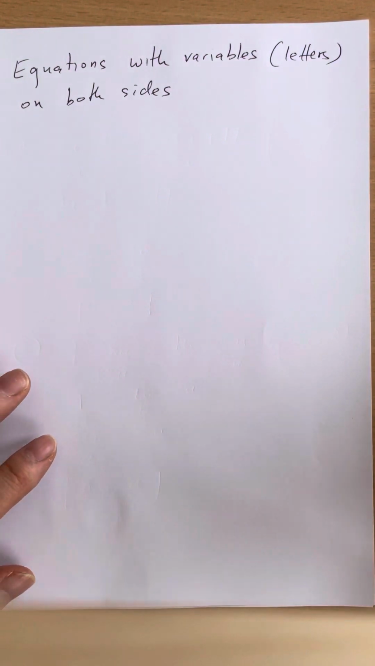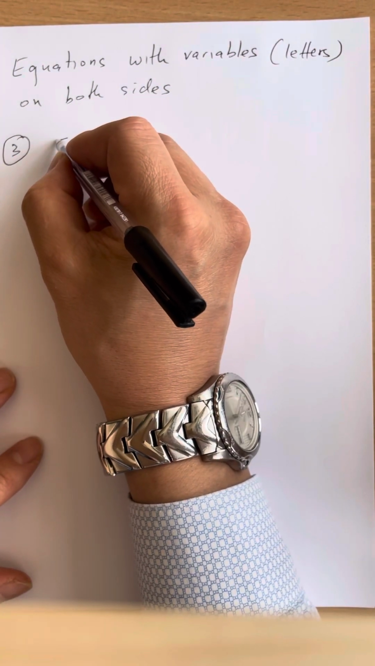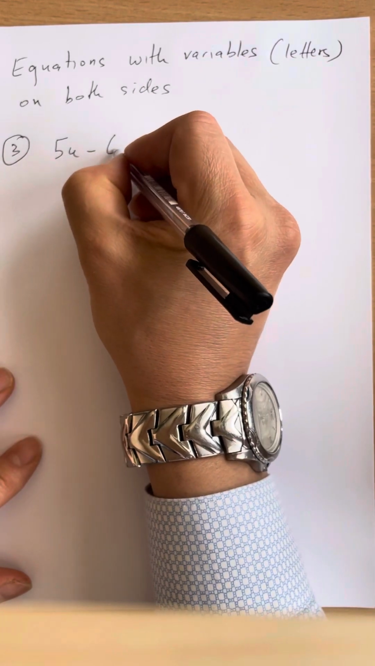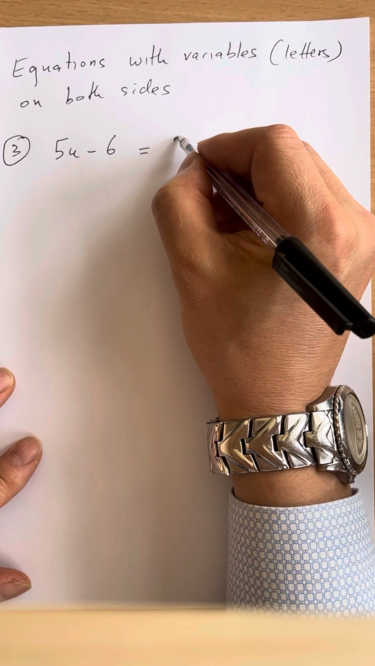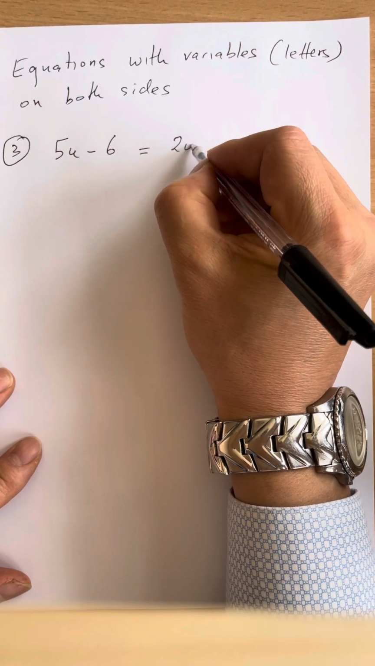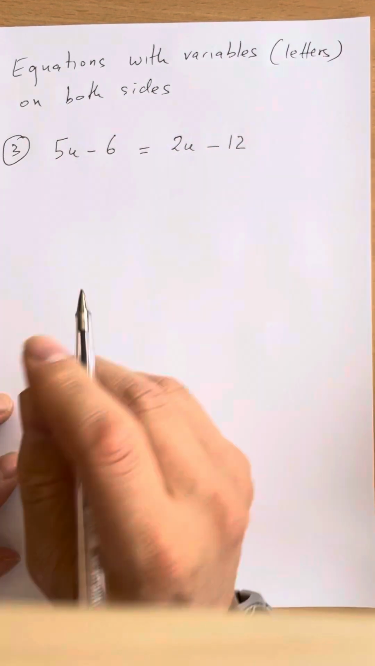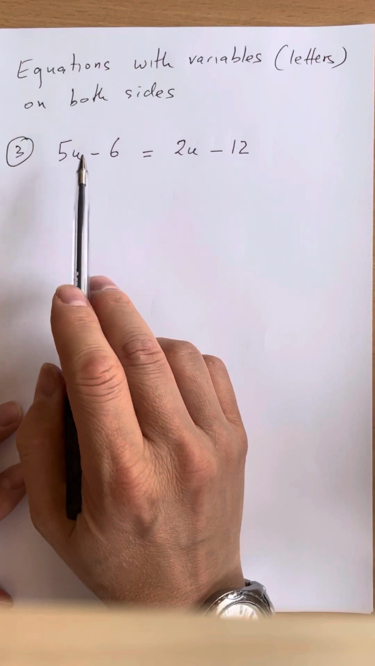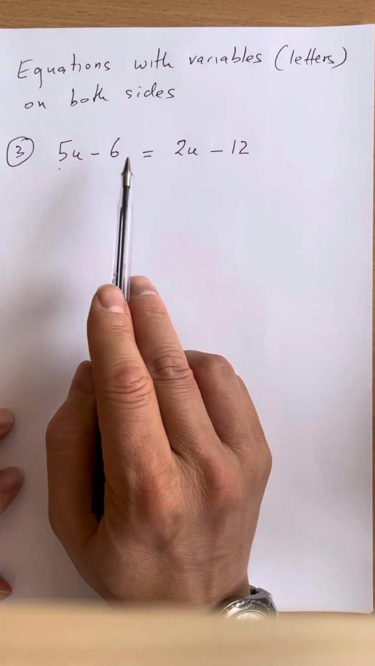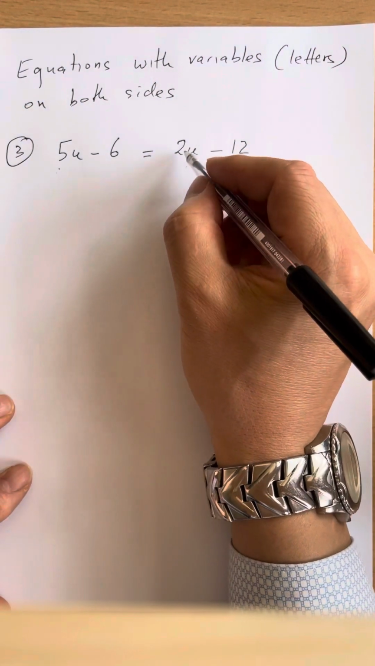So another example. Example 3. 5u minus 6 is equal to, let's say, 2u minus 12. Make it up on the spot. So you have, this is the easy one, 5u on the left, 2u on the right. Of course 5 is bigger than 2. You get rid of the smaller one, you get rid of the 2u.